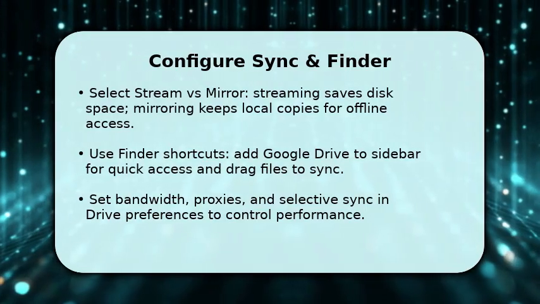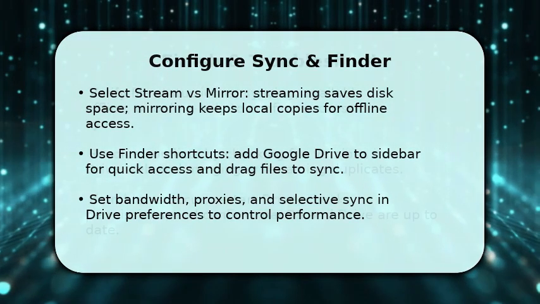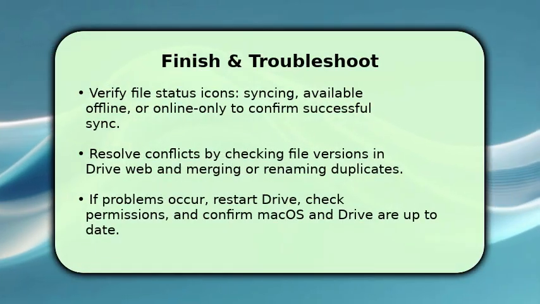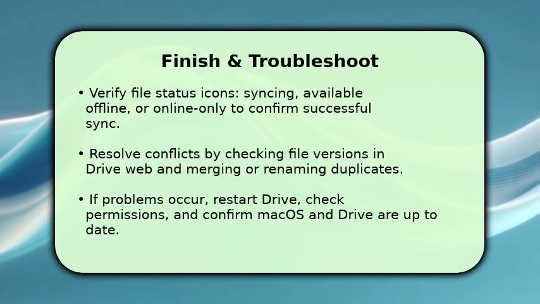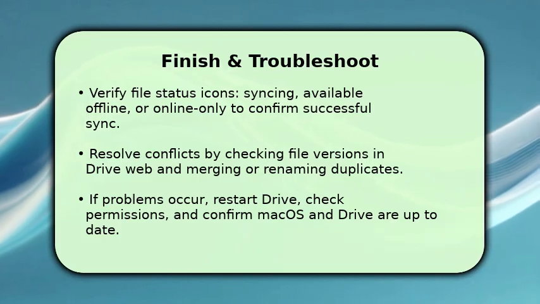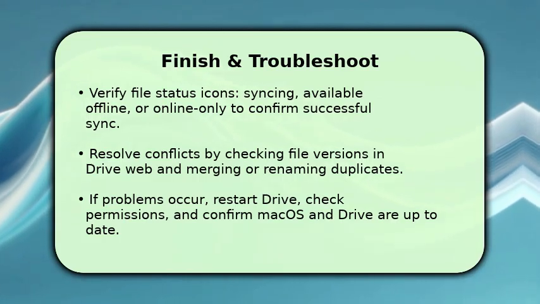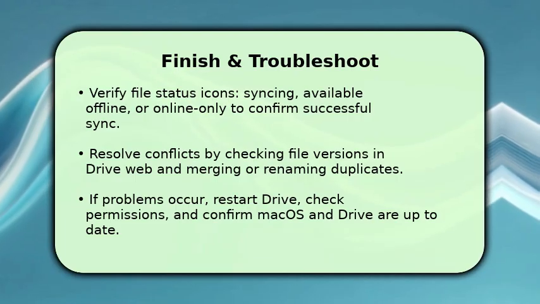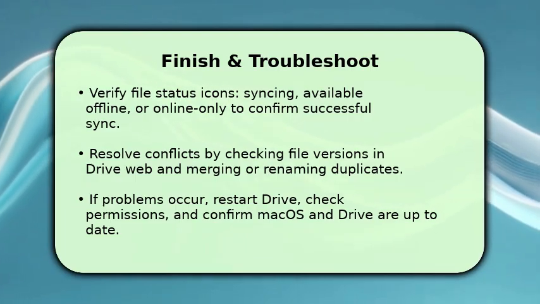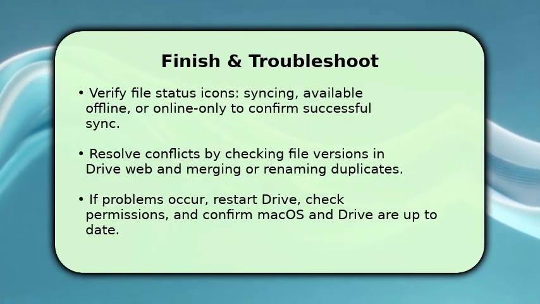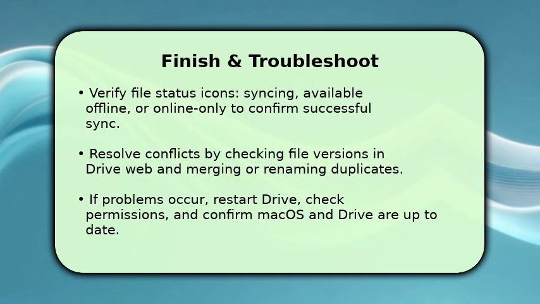To complete setup, confirm files are syncing and showing correct status icons in Finder. Green check means local, cloud icon means online only. If you find version conflicts, open the file on Drive.Google.com to compare edits and either merge changes or rename duplicates. This avoids overwriting important work.